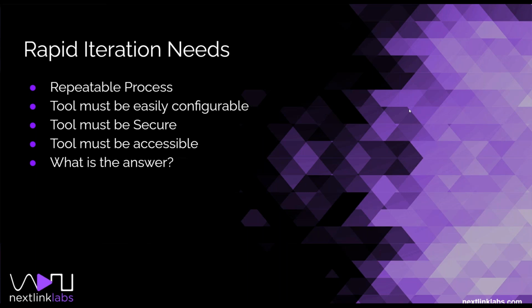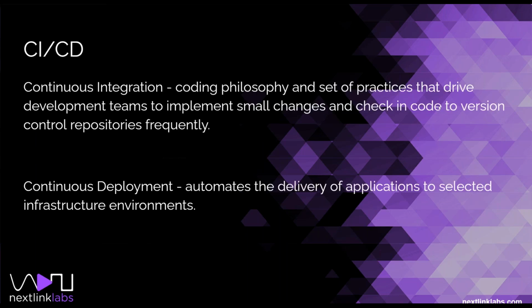They need to be secure. After all, this is the keys to the castle. And the tool needs to be accessible. So we want to get developers and operations people, your full DevOps team, DevSecOps teams involved in the process. And so the tool needs to be usable by everyone. So, what is the answer to this need for rapid iteration? What the market has currently kind of settled on is this concept of CI/CD.